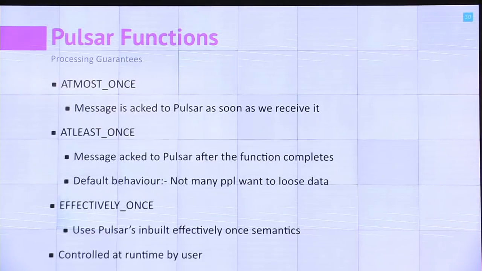Now, what happens to the side effects? Your function is actually writing to some other external database, or it's writing to the state, which I'll come back to in a second. What happens to that? Those are side effects. For at most once and at least once, you probably don't care because your counter either undercounts or overcounts, and that's probably okay because that's the semantics of at most once and at least once. But for effectively once, currently that has to be taken care of outside the system.